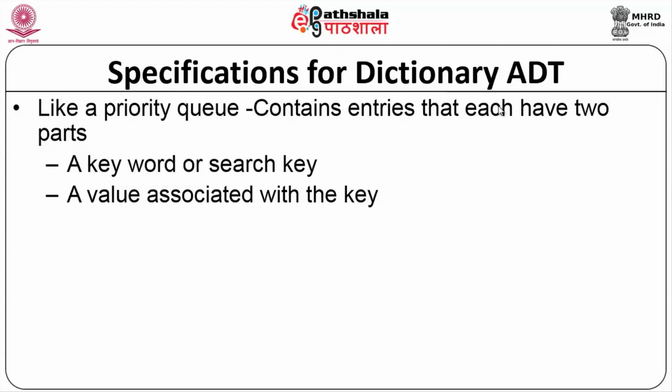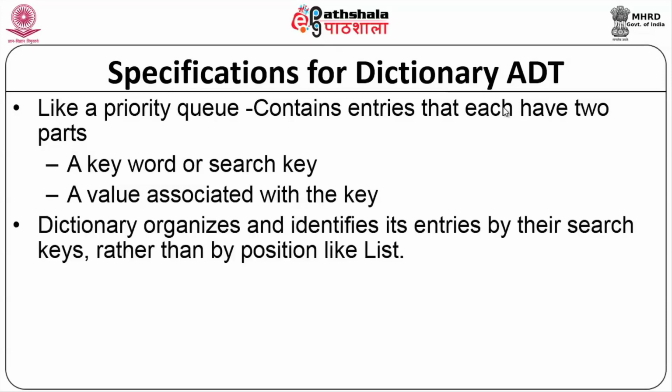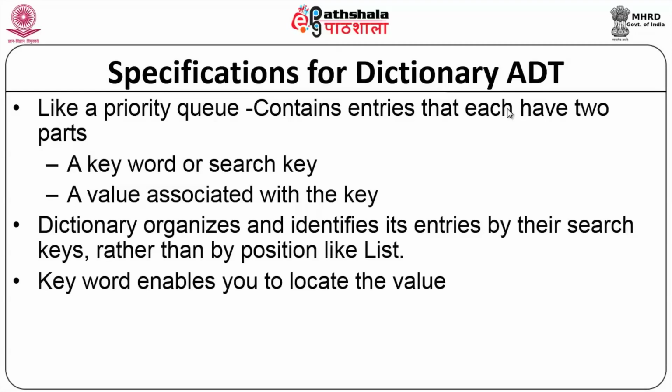That is how a dictionary ADT entry looks, similar to a priority queue, and the dictionary organizes and identifies its entries by the search key. They are not bothered about the position in the list; they organize and identify the entries that they have in the dictionary by their search key. That is what is different in a dictionary, and the keyword enables you to locate the value. Our aim finally is to locate a value, but the keyword is the one that facilitates our locating the value.